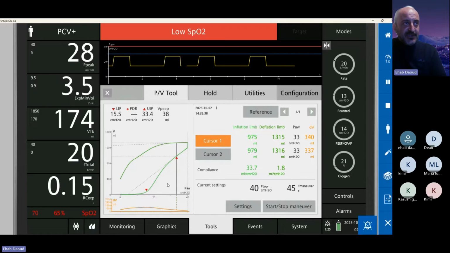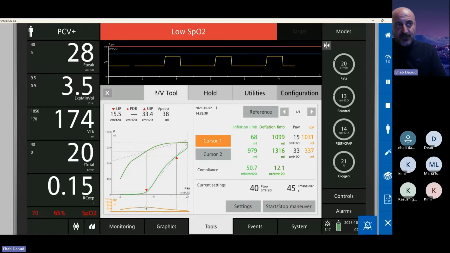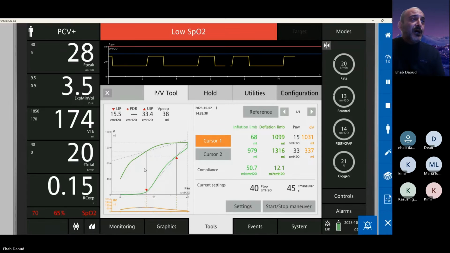And again, the idea is, I'm going down. The idea is to maybe set the PEEP at the highest point of the hysteresis here. So we're still at 15. So this is a very nice way of setting the PEEP and seeing if the lung is recruitable or not. And it is by itself a recruitment maneuver too.